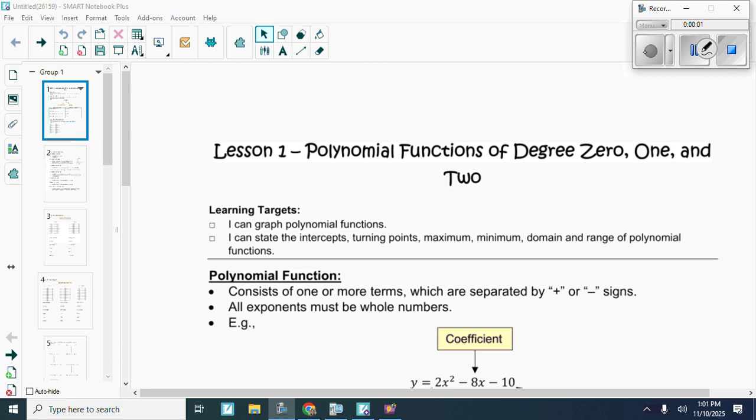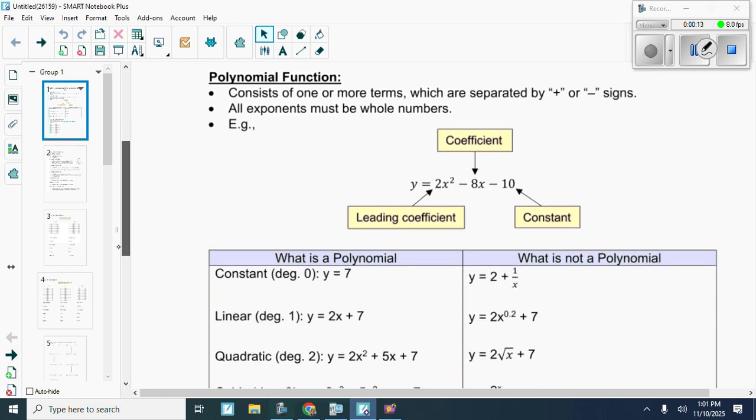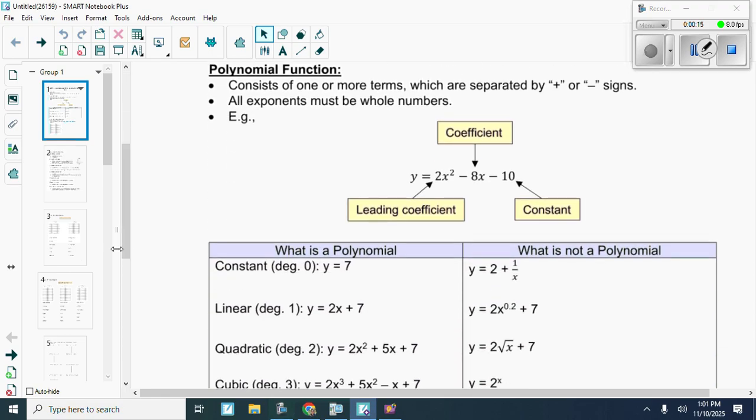Lesson number 1, we are going to be talking about polynomials of degree 0, 1, and 2. And you might be thinking, I have no idea what that means. So let's take a look. Let's refresh, because you would have learned some of this in grade 10, and you would have seen it again last year. So here is an example of a polynomial.